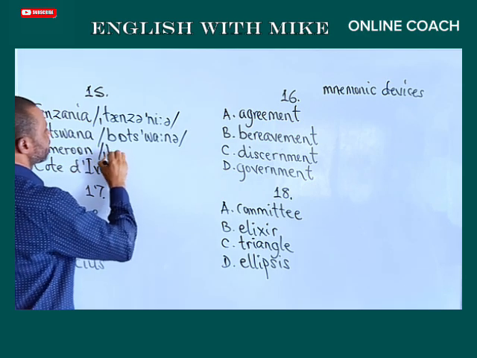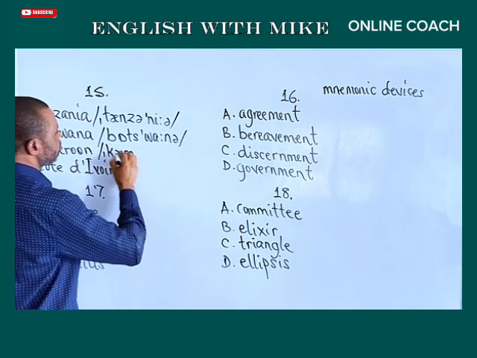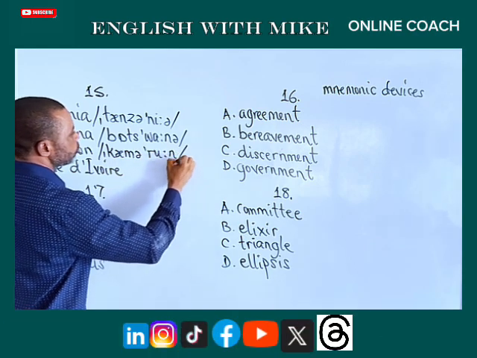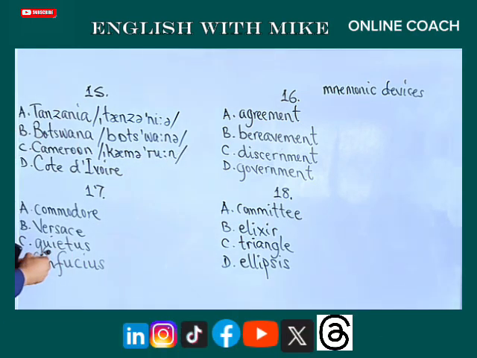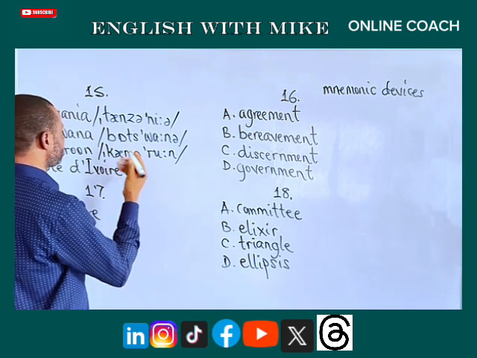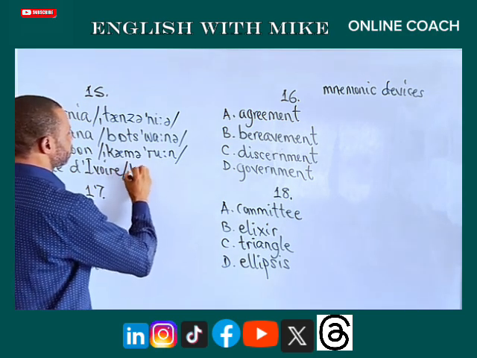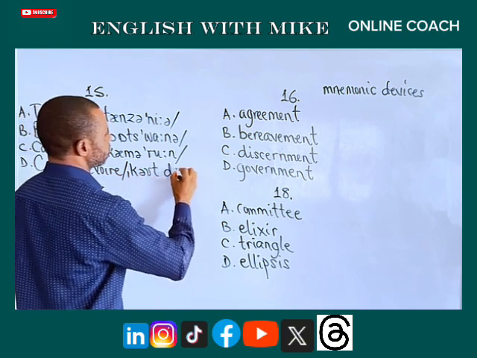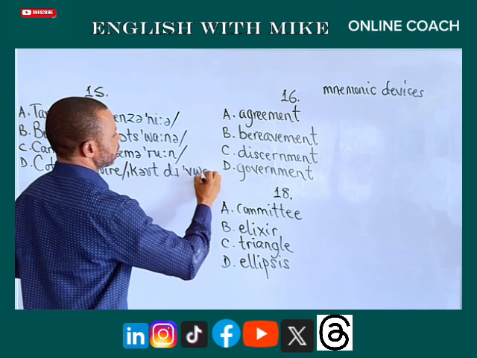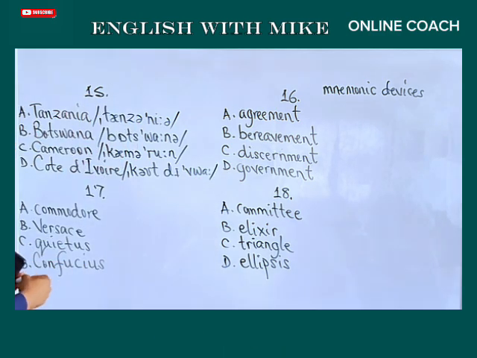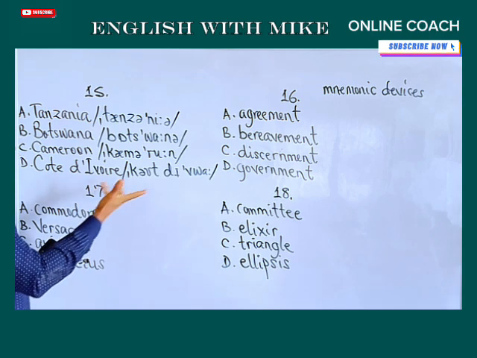Here we have Cameroon. So where's the stress? On the third syllable. Cameroon, not Cameroon. And here we have Côte d'Ivoire, French. Côte d'Ivoire, not Côte d'Ivoire. Not Côte d'Ivoire, but Côte d'Ivoire.